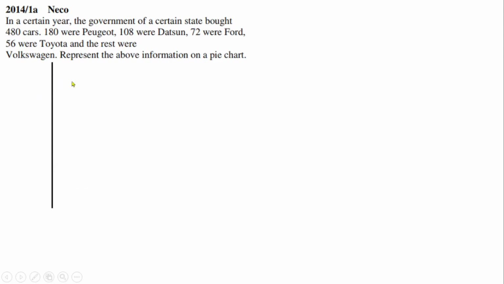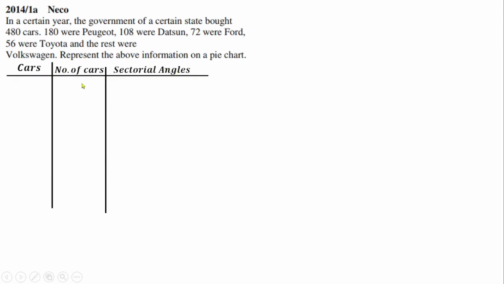So we draw it like this. The first column is the cars, the different versions of cars. Here you'll have the number of cars, then you'll have the sectorial angles. Here we have Peugeot. So you write Peugeot, and the number of Peugeot is 180. But before we do that, we have Datsun, we have Ford, then we have Toyota, then we have Volkswagen. So you write all the cars involved like this.